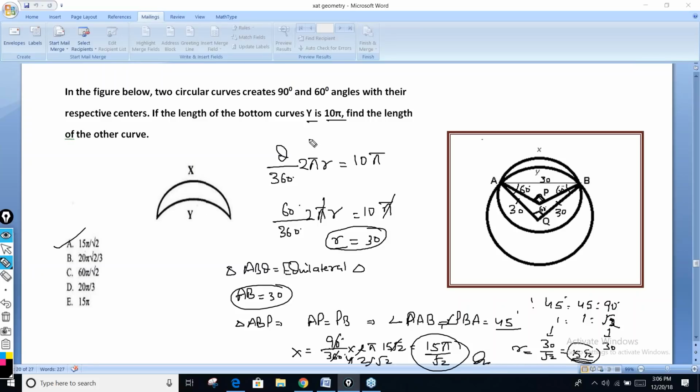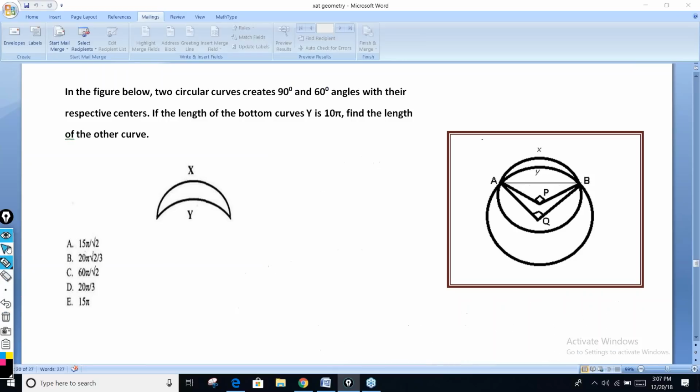So nothing, we just need to use this to get the value of the radius. The bigger radius is 30. Then we get the side. The side is also 30. With the help of the side, we get the radius. The second radius is 15 root 2. So if we have the radius and the angle, we can find the length of the curve. Come to the next one.